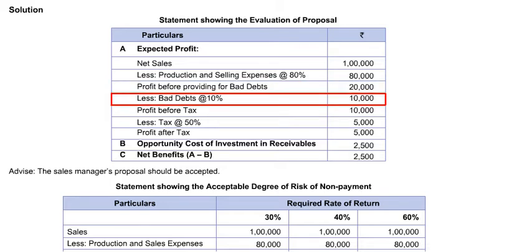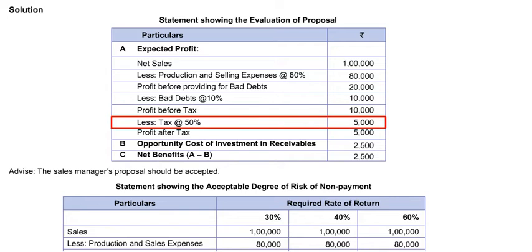Now we have to reduce bad debts to the tune of 10%. So that will come to 10,000 because 10% is on the sales. Now profit before tax now will be 10,000. Then again we will reduce the tax at the rate of 50%, which is 5,000 of 10,000. So profit after tax will be 5,000.